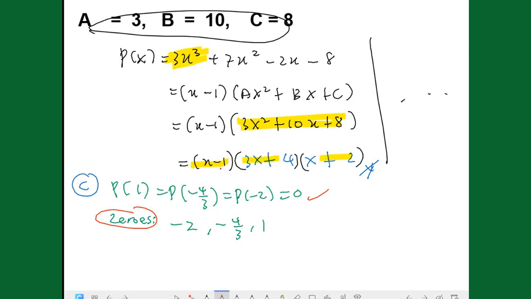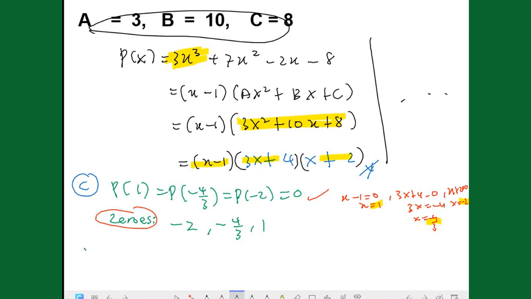Katakan cari sini. X minus 1 is equal to 0. X equals 1. Okay, ini 3x plus 4 is equal to 0. Okay. And then 3x equals negative 4. X equals negative 4/3. X plus 2 is equal to 0. X equals negative 2. Ambil yang 0, yang ni je. Itu zeros. Okay. The next step, dia nak apa?